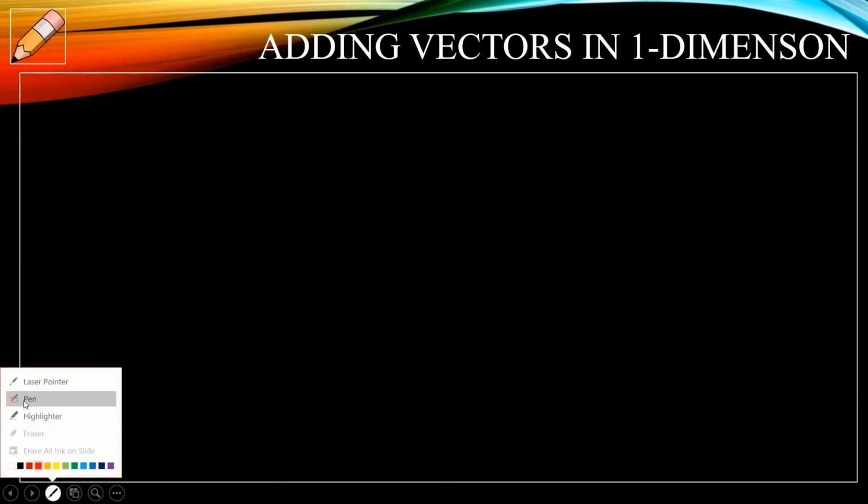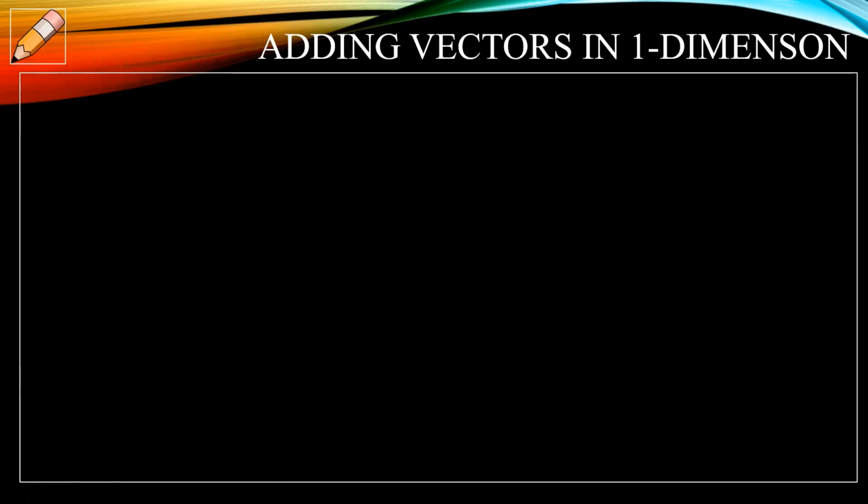So very often what we're going to end up with in physics is two quantities that are vector quantities, and we're going to have to add them together. So I want to talk about how we can add vectors just when they're in one dimension. So let's say we wanted to add A and B, those two vectors that we were talking about before.